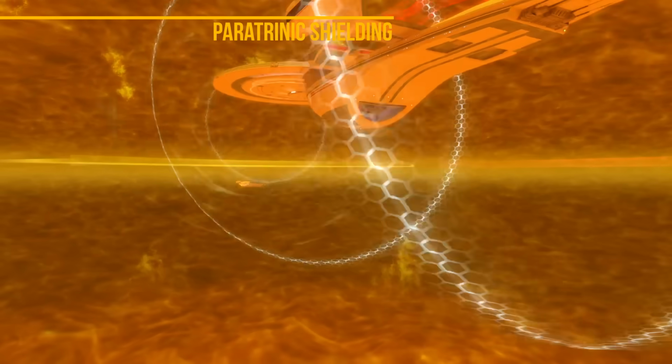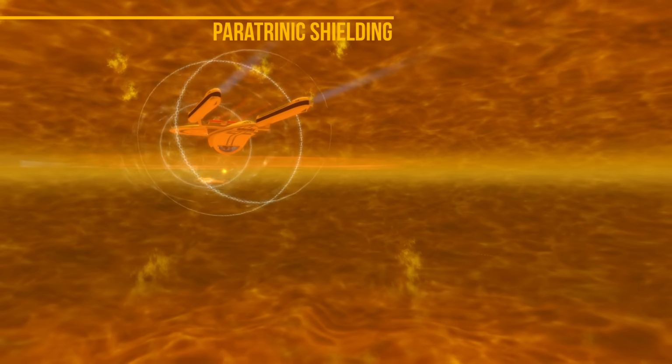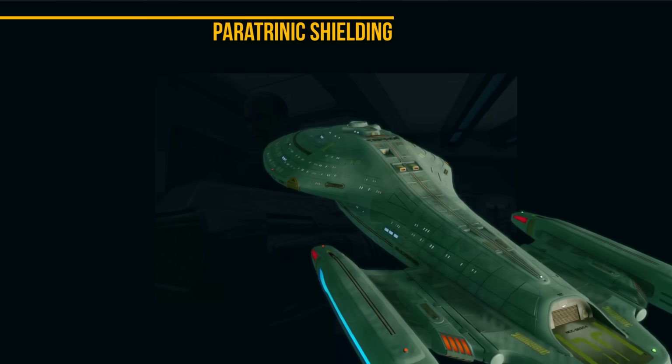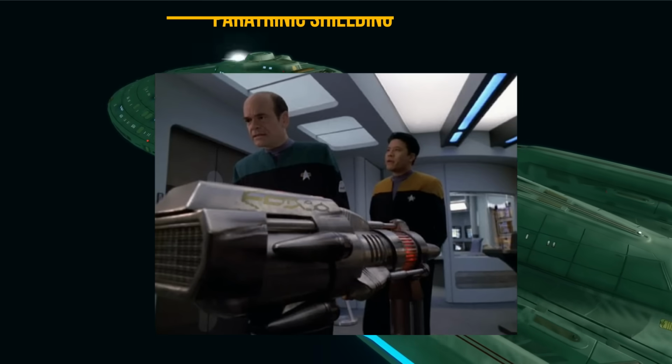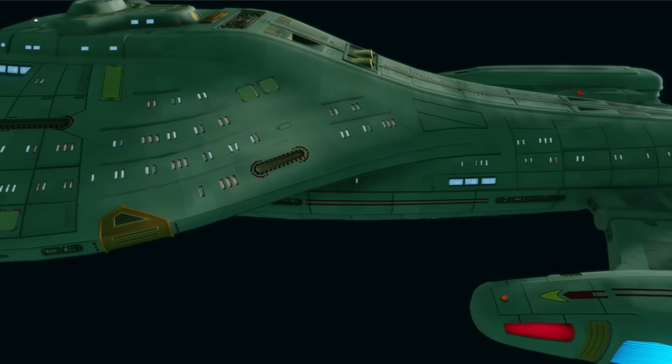Paratrinic shields are a mostly unknown shield system, as it was encountered in 2376 by Voyager around a sentient warhead. Its benefits or drawbacks were mostly untested.